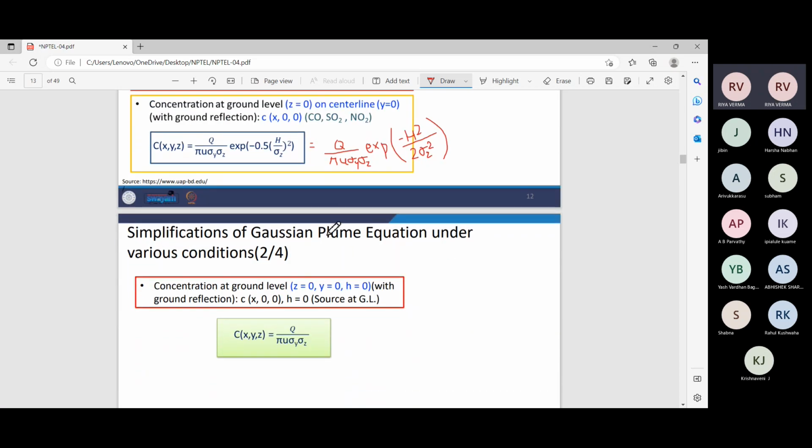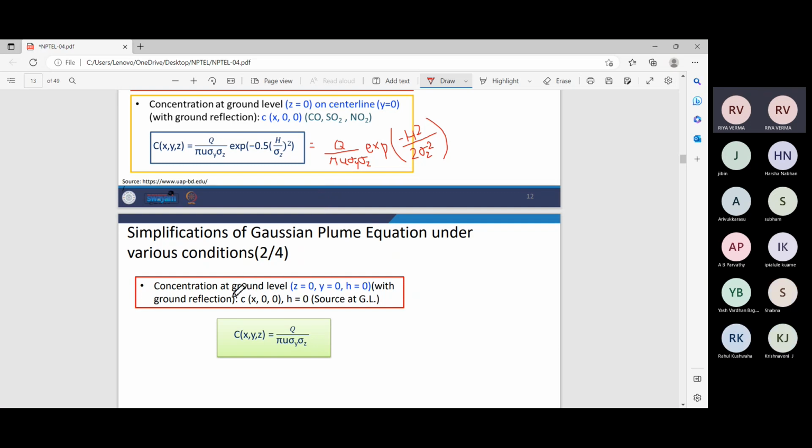Now next is your concentration at the ground level with ground reflection. Here z will be 0, y will be 0, and also h will be 0. So the source will be at ground level. For example, instead of taking a stack, we consider some source of emission at the ground level. Then the concentration will be just Q by pi u sigma y sigma z.